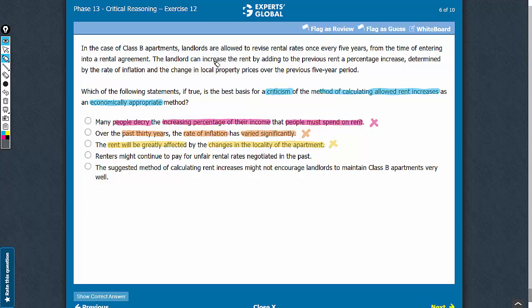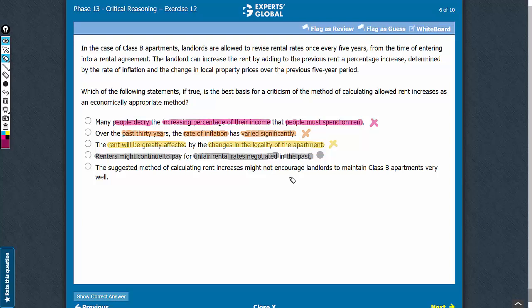So let's eliminate this answer choice. Answer choice D. The argument mentions that the increase in rent is determined by adding to the previous rent a percentage increase. So if the previous rent has been unfairly negotiated as suggested in this answer choice, it indicates that any subsequent increase is going to be unfair. In other words, renters might continue to pay for unfair rental rates negotiated in the past. So this answer choice correctly highlights the criticism in the method of calculating allowed rent increases and says that this method is not economically appropriate. A good answer choice. Let's keep this on hold.